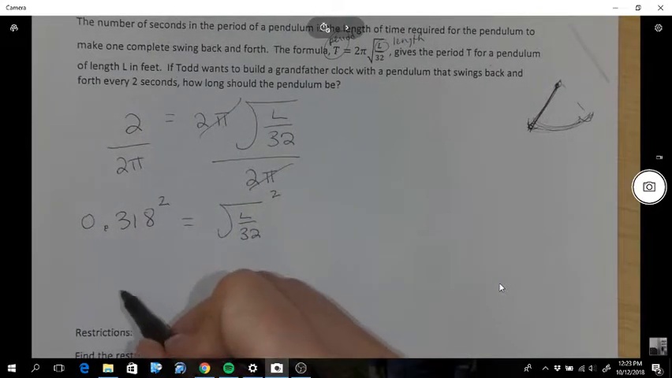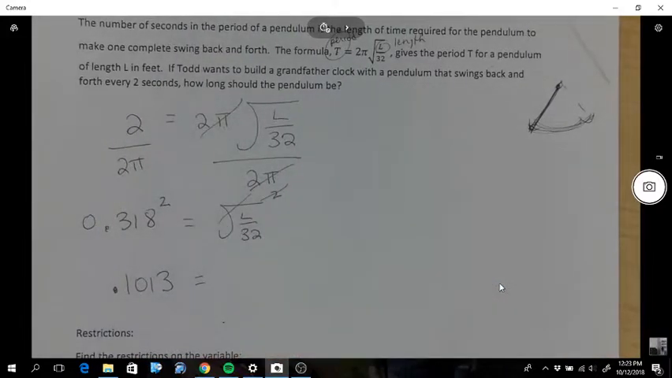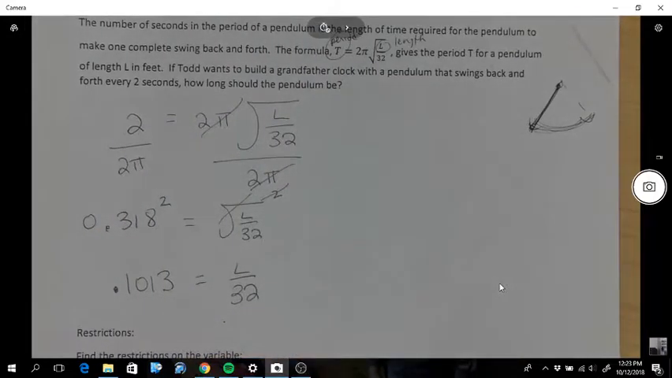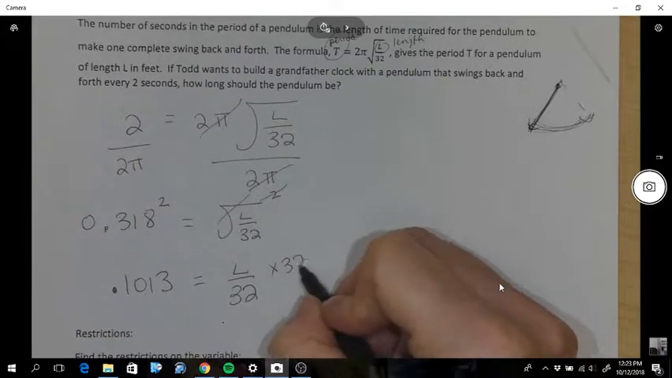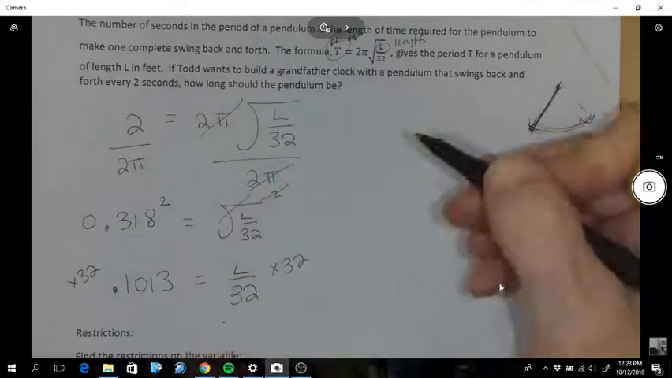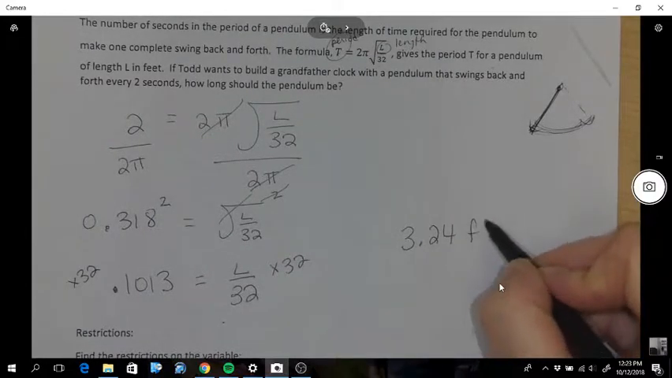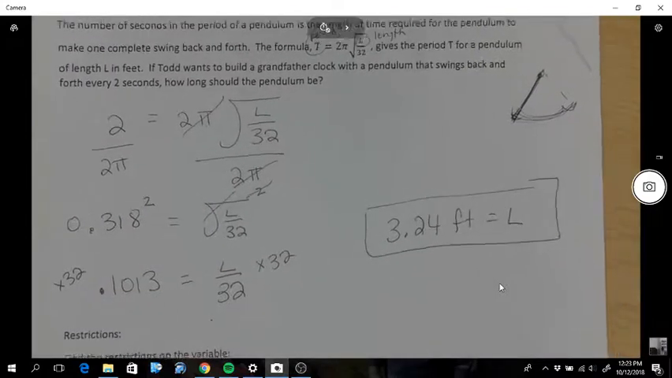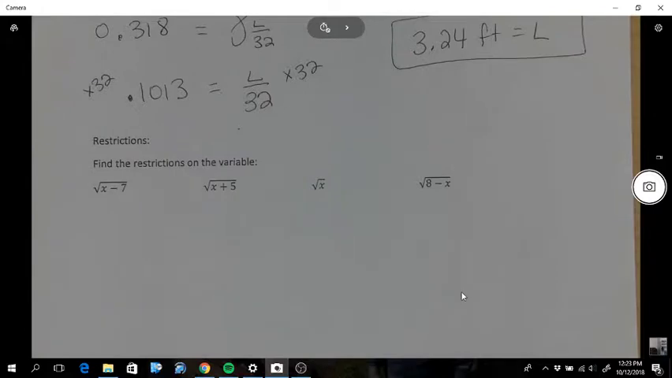0.318 squared is 0.1013. The square and square root cancel, so I get L divided by 32. So now I need L alone, so if it's divided by 32, I times by 32. So my final answer is 3.24 feet is the length of the pendulum in the clock. Okay, that is it for word problems.